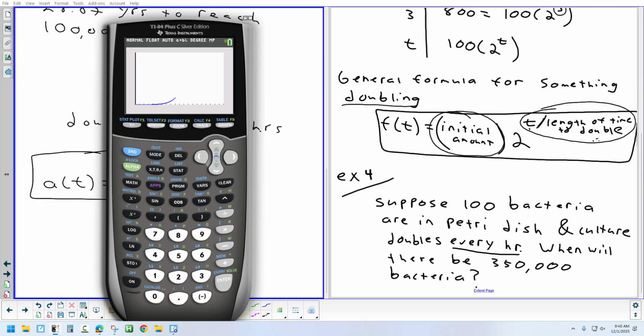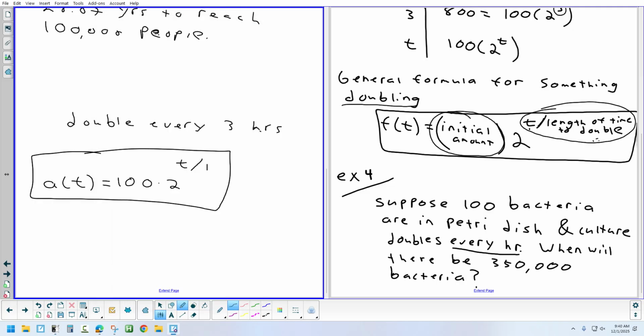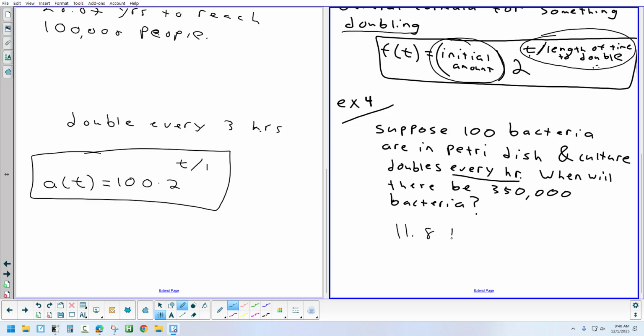All of a sudden, the number of bacteria just goes up. Yeah, see, we definitely didn't need 20. Something's doubling. It's going to go up very, very quick. So it's going to take about 11.8 hours. And what's that 11.8 hours again? It's the amount of time for what to happen? It'll reach 350,000. To reach 350,000 bacteria. Yep.